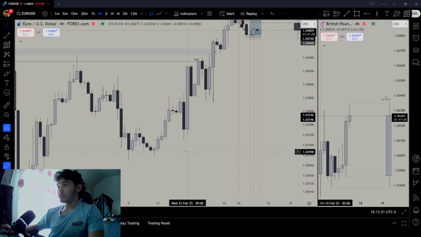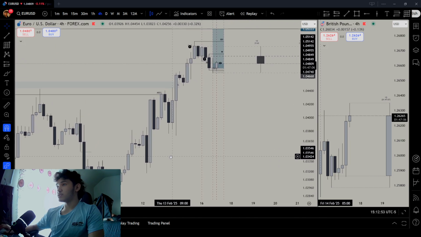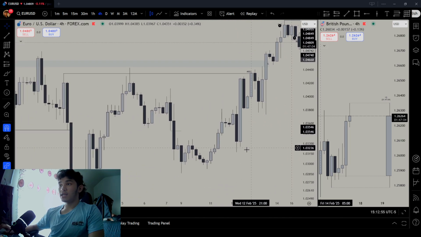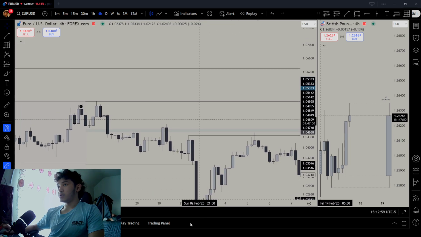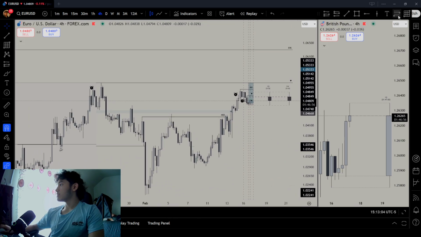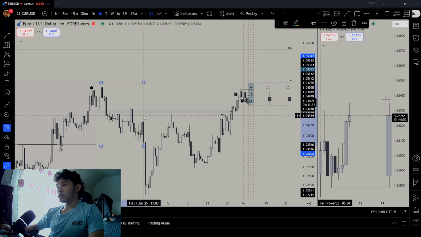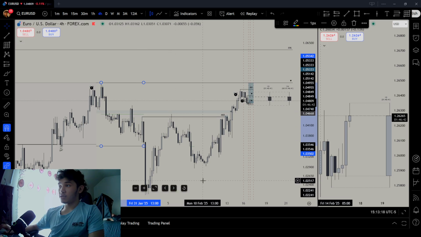Let me see if I have any more examples here. We have this weekly CRT. Yep, there's another example right over here. This weekly CRT is a form of draw on liquidity. You can see the super CRT low. The 50% mark caused a big move to the downside. The equilibrium caused a huge reaction back to the downside, because equilibrium is a form of draw on liquidity.